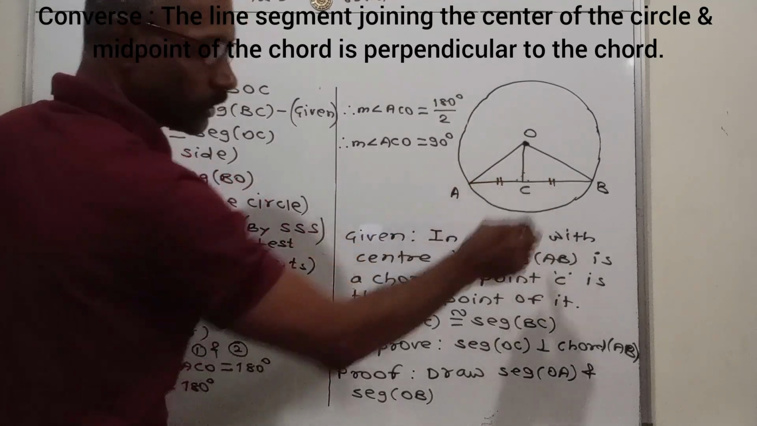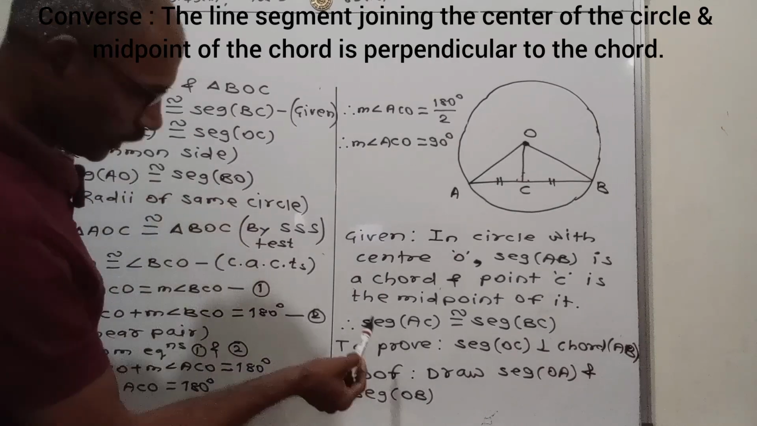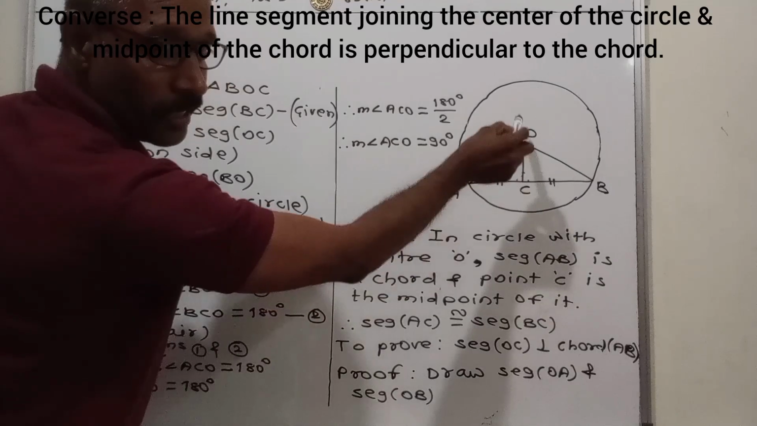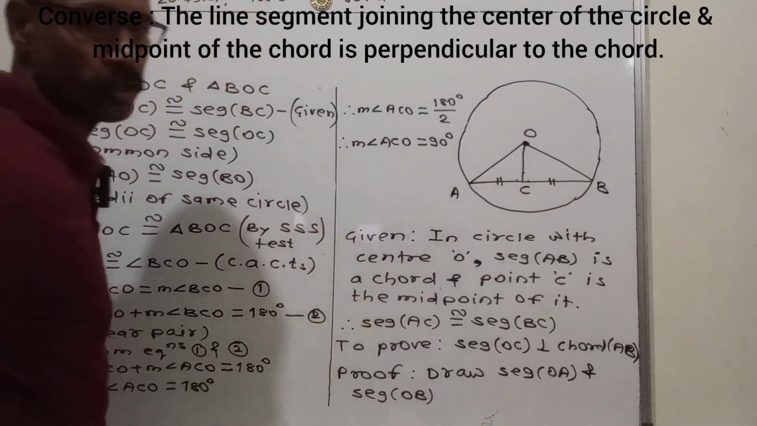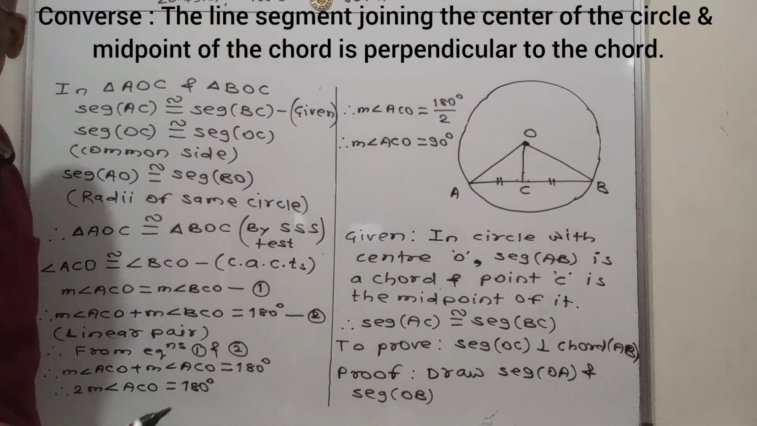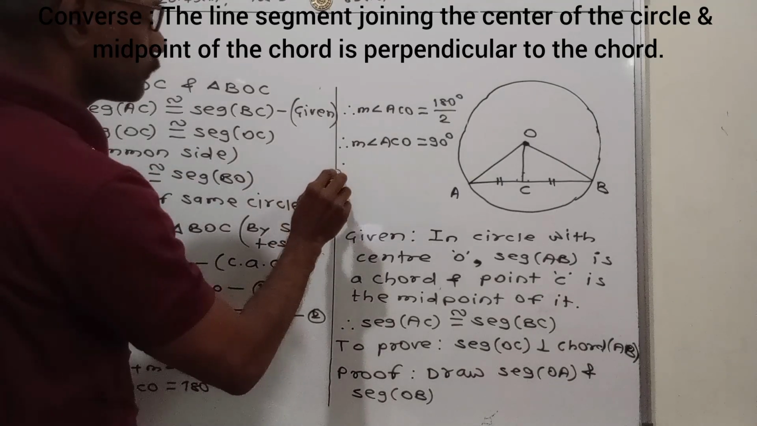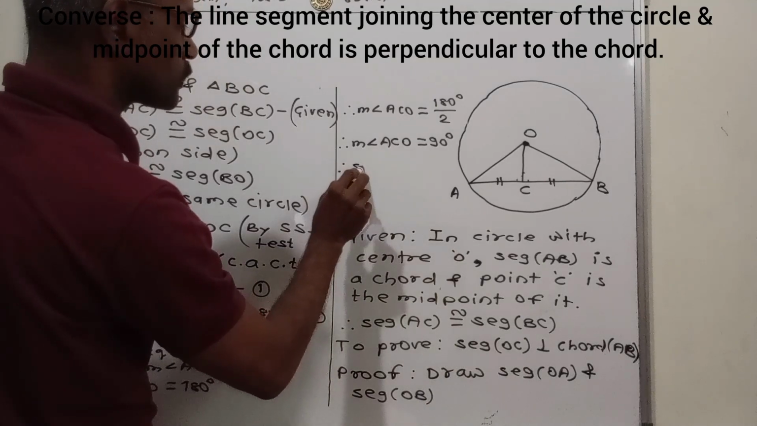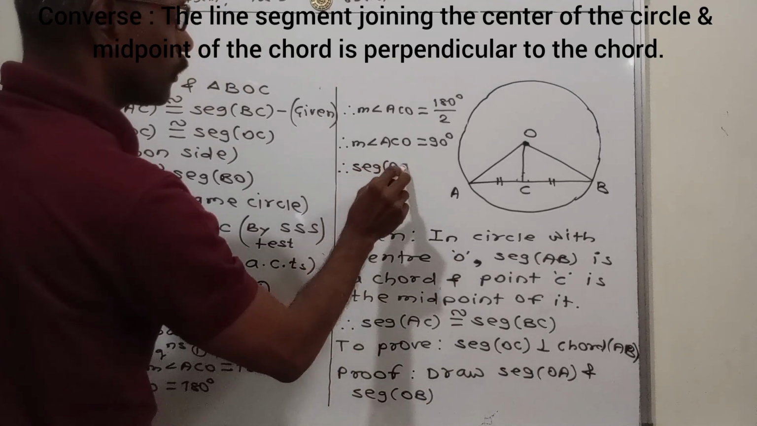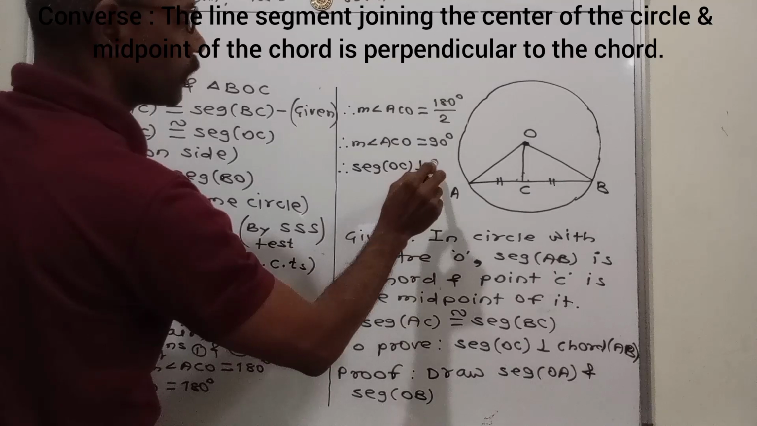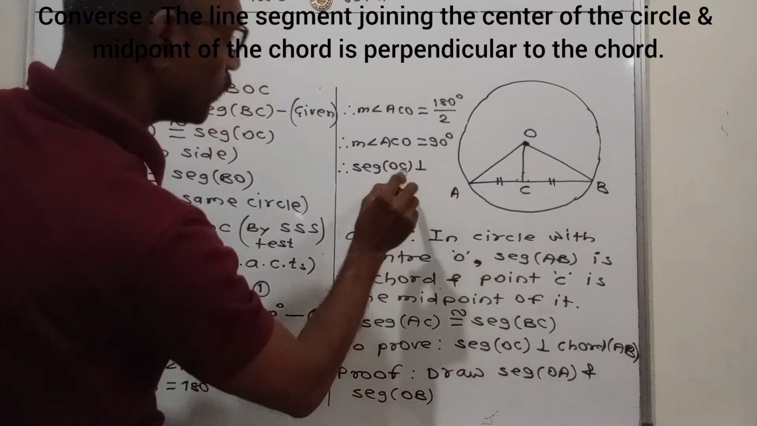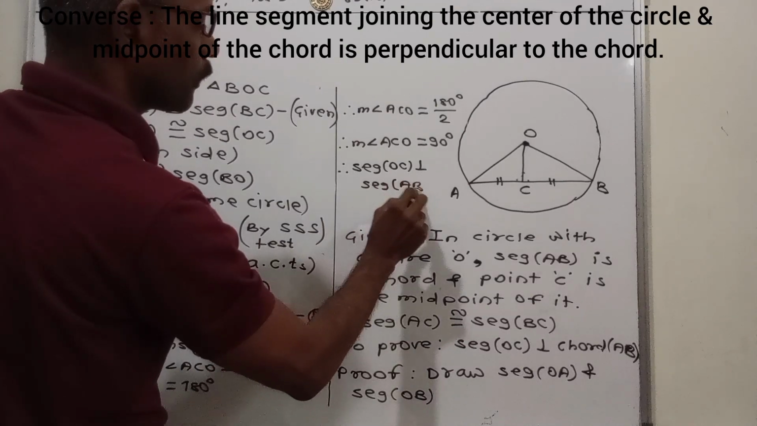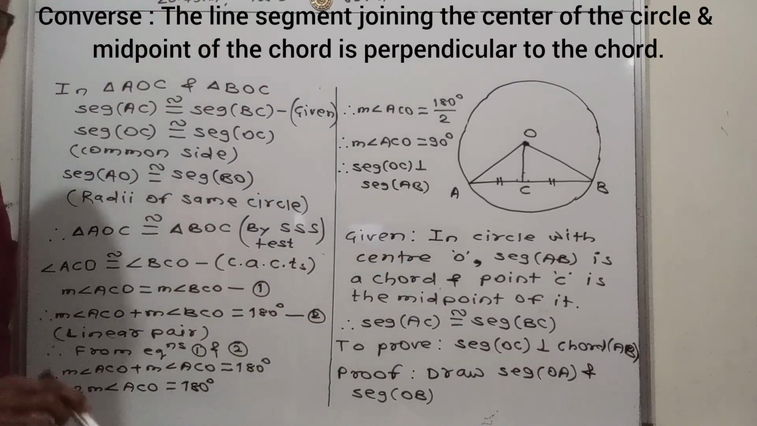If here 90, here 90, then we say that what is our to prove? Segment OC perpendicular to chord AB. Therefore, we write this is our to prove: segment OC perpendicular to segment AB. Did you get it? Very simple.